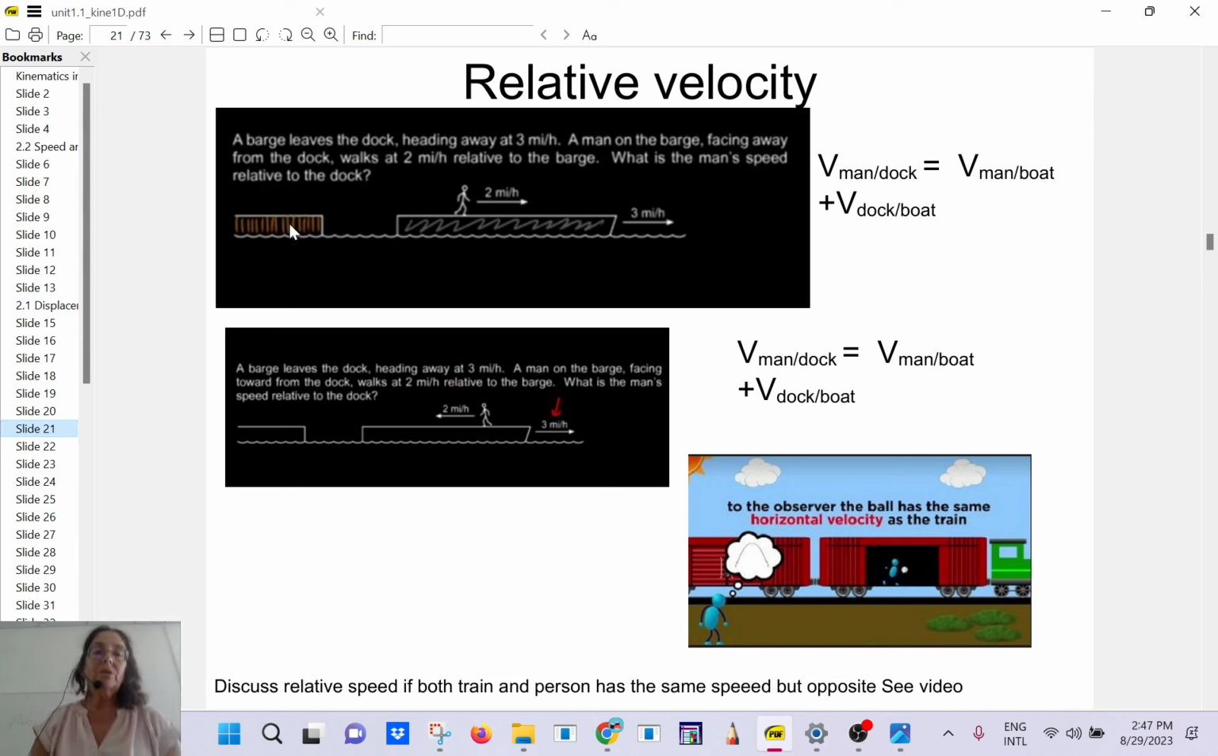Okay, so let's take an example. Here you have a dock, and you are moving 2 miles per hour relative to the barge, and the barge is moving at 3 miles per hour. So relative to the dock, how fast are you going? 5, very good, right? Does it make sense? Because you're going to cover more distance. What about if you do that? So it's moving at 3 and you are moving back 2. It's going to be 1, okay, relative to here, you're not moving away as fast, okay?